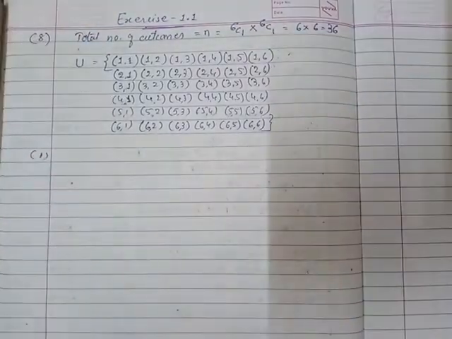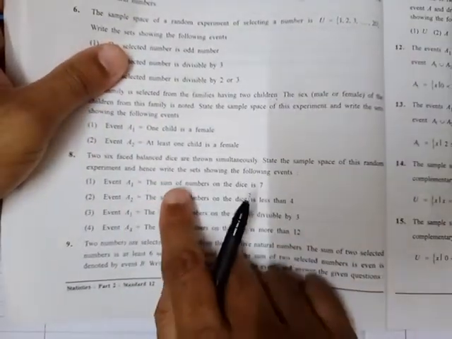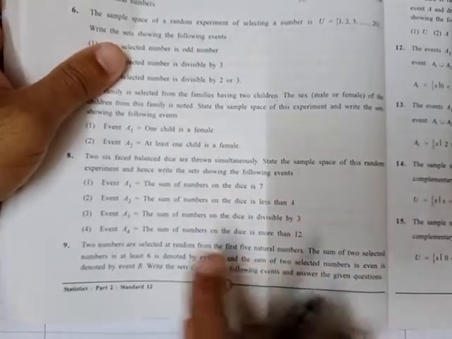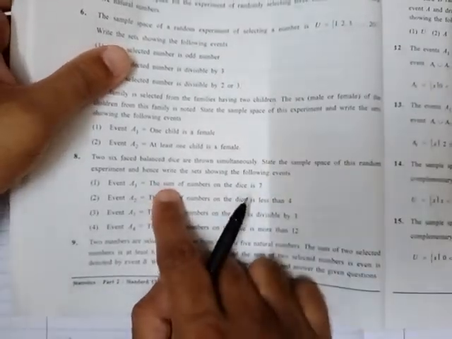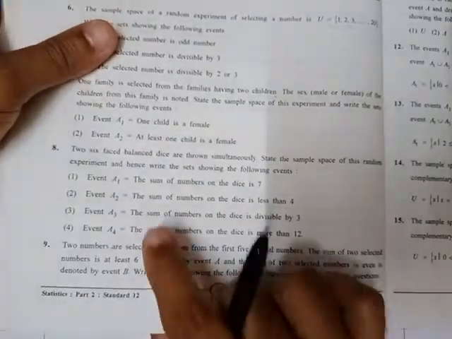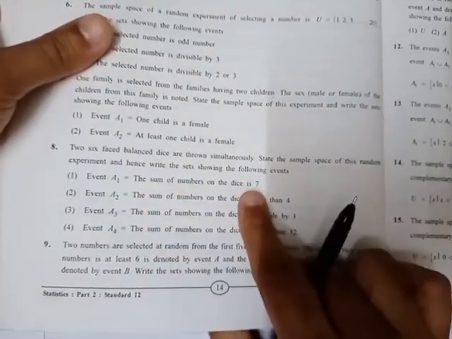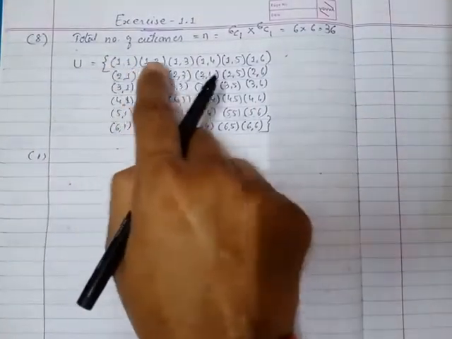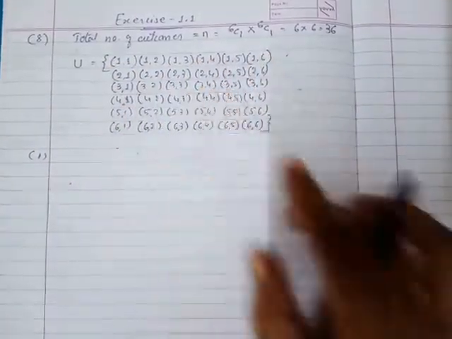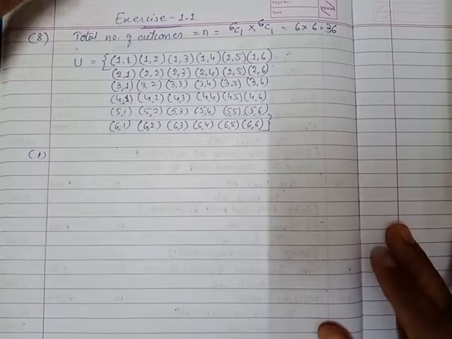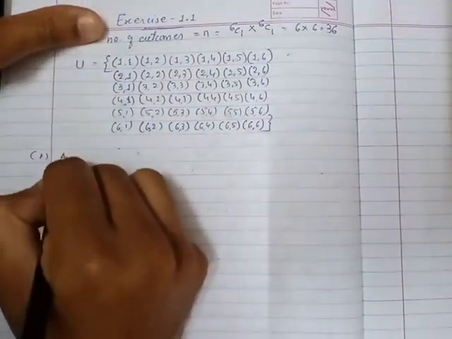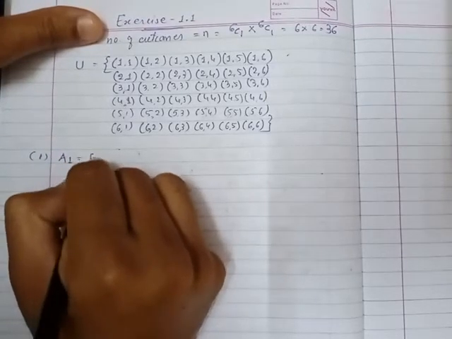Okay, so what is the event A1 given? A1 is equal to the sum of numbers on the dice is 7. Sum of numbers means the total of the numbers on the dice we get. We want how much? 7. So the total of each sample point available is considered over here, and we want a total of 7.